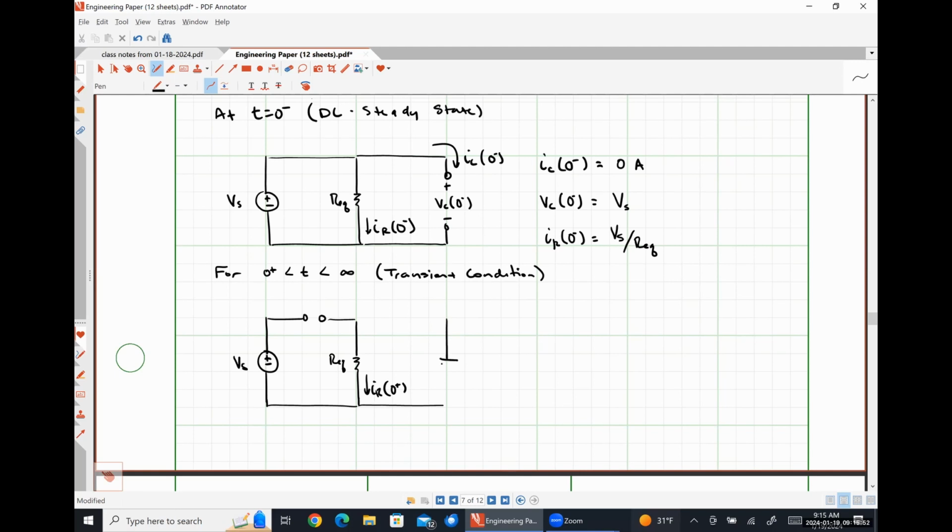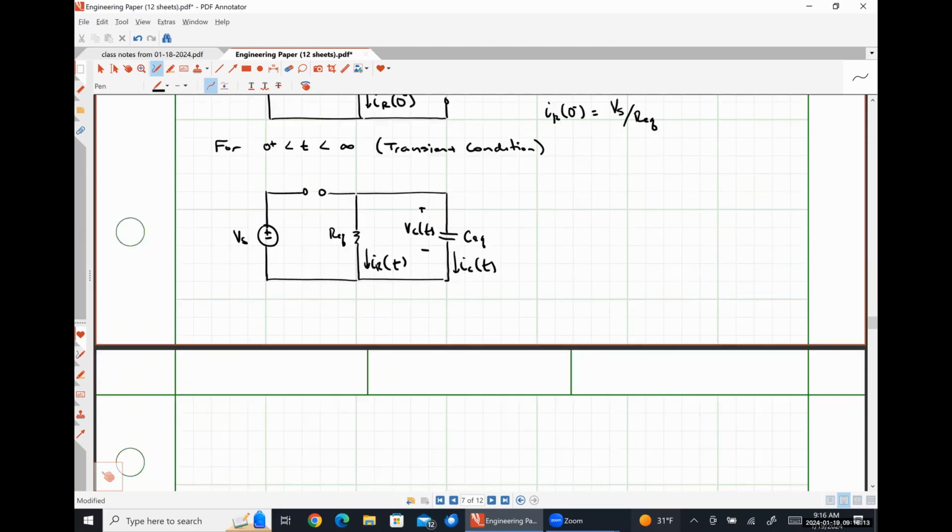Here is our capacitor, CEQ, our capacitor current, IC. Sorry, this shouldn't be at 0 plus. This should be as a function of time. My apologies. And then here is VC as a function of time.